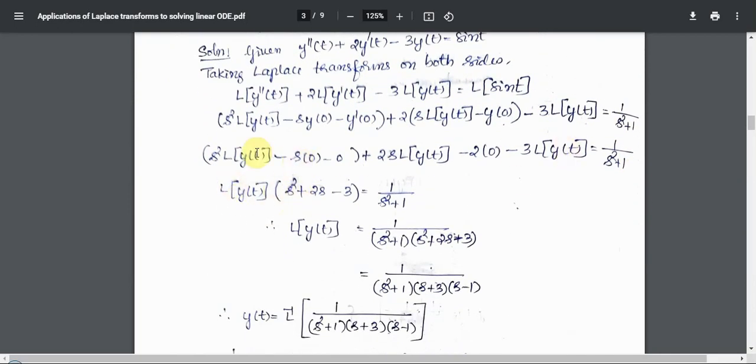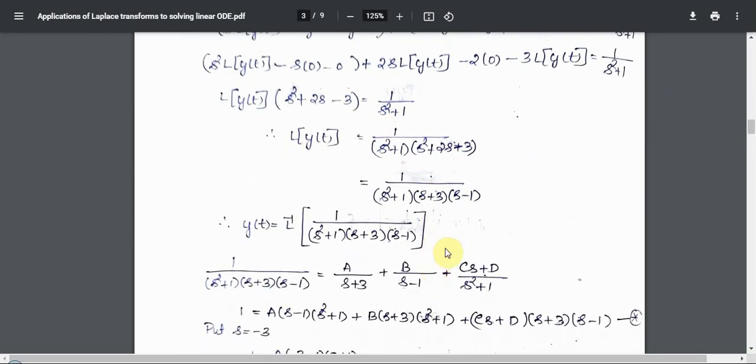Simplify for L of y of t, take L of y of t common. Here it is s square plus 2s minus 3. Shift everything to the right hand side. Therefore, L of y of t will be here. Then this term we have factored out over here. Therefore, it is 1 by s square plus 1 into s plus 3 into s minus 1. Therefore, y of t will be L inverse of this one.